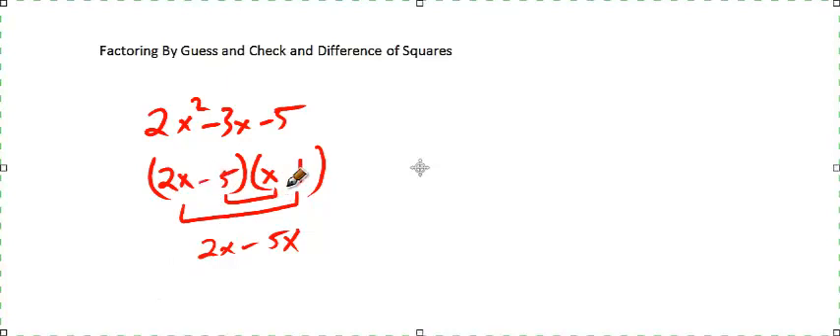So put the negative on the 5 and the positive on the 1. Now we know it's positive 2x. That's the 2x times this 1. So as long as the 1's positive, 2x becomes a positive.